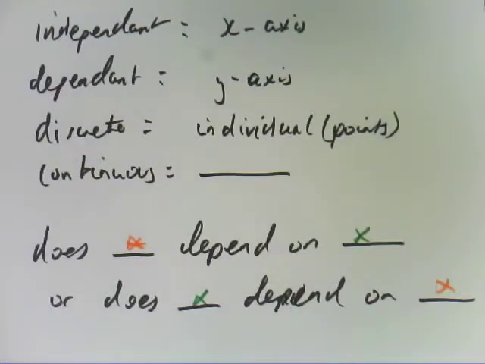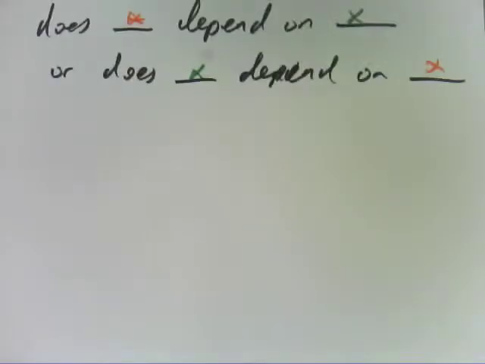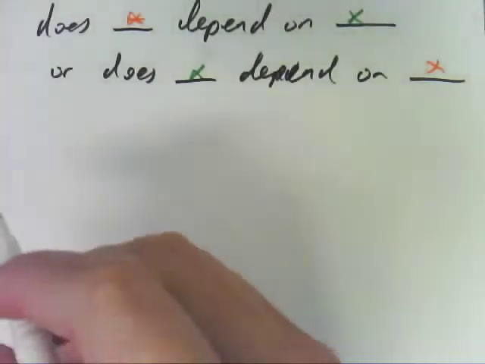Okay, so does your height depend on your age, or does your age depend on your height? Your height depends on your age. So the dependent is your height. The independent is age. So age will go along your x-axis and height will go along your y-axis. That sentence, does one depend on the other, or does the other depend on one, is how you work out where on the axis they go, and that's important when it comes to graphing things.